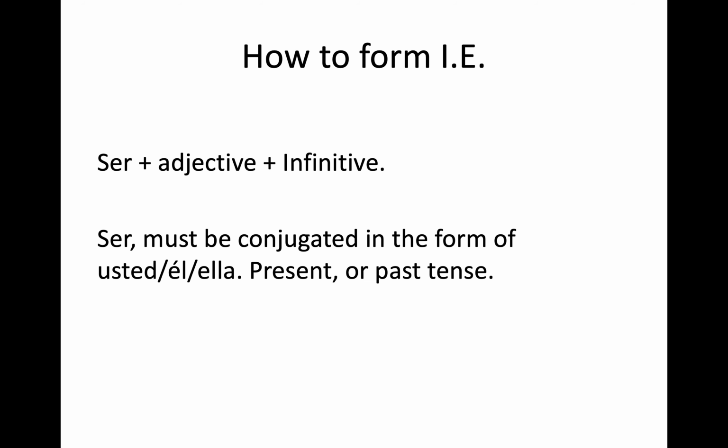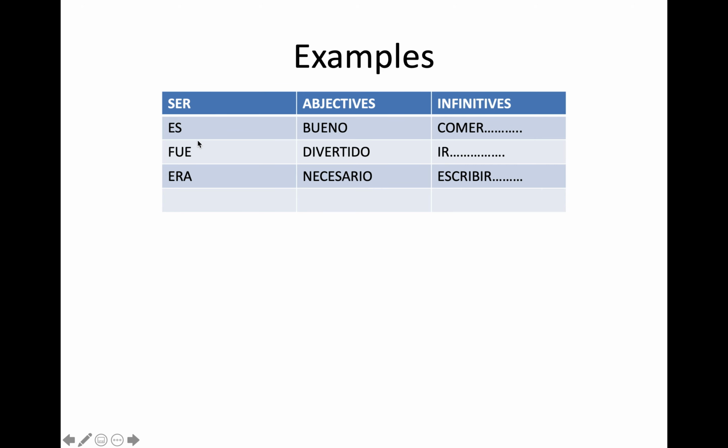So what is the formula for impersonal expression? You have to use the verb ser, an adjective plus infinitive plus a noun, and so on. Then the verb ser has to be conjugated in the él form, okay? Present or past tense, depending on what you try to say. So you want to say something in present tense: "Es bueno comer frutas todos los días." Now, past tense: "Fue divertido ir a Busch Gardens el verano pasado." It was fun to go to Busch Gardens last summer.